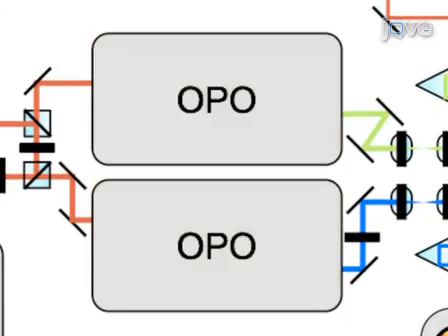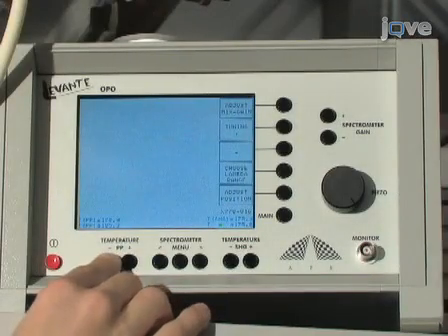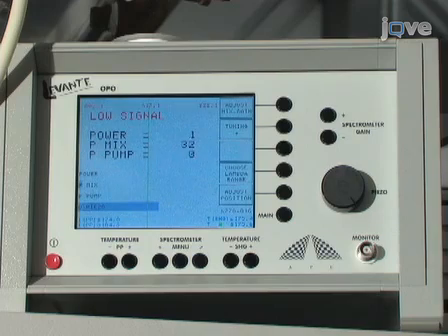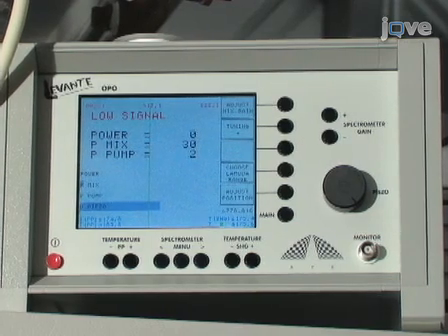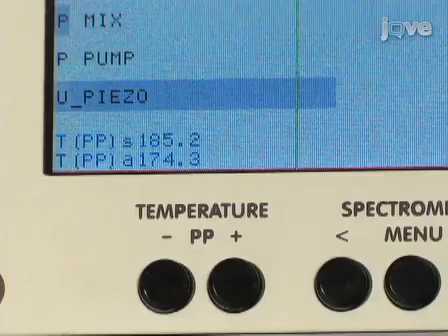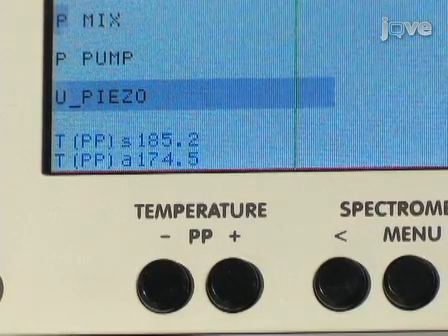OPOs use difference frequency generation to convert a high-energy photon into two lower-energy photons with different wavelengths. By controlling the temperature of the crystal used to achieve this effect, the wavelengths of the resulting photons can be controlled to within 0.1 nanometers. By frequency doubling these signals, a laser with a fixed wavelength of 1064 nanometers can now be transformed into a laser beam that can be tuned anywhere between 780 nanometers and 910 nanometers.